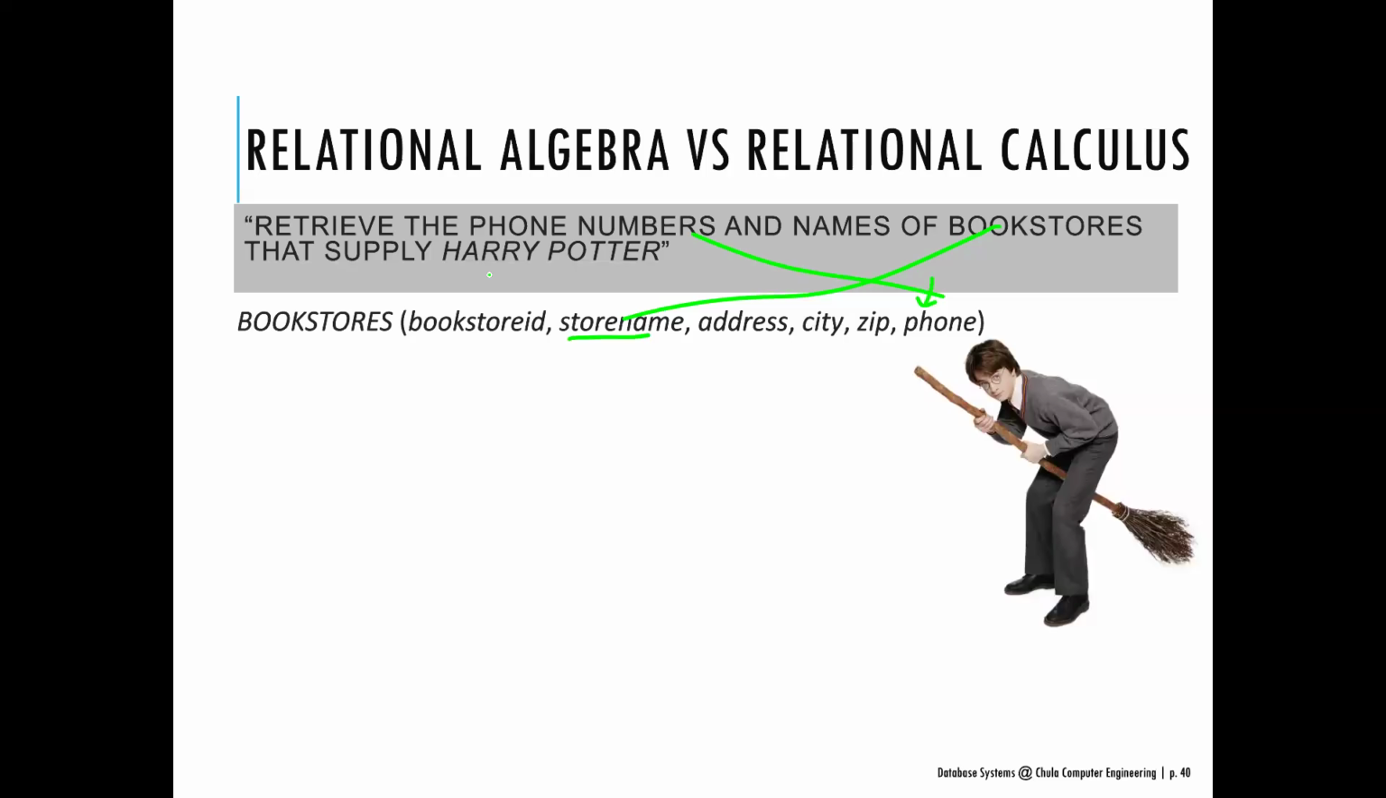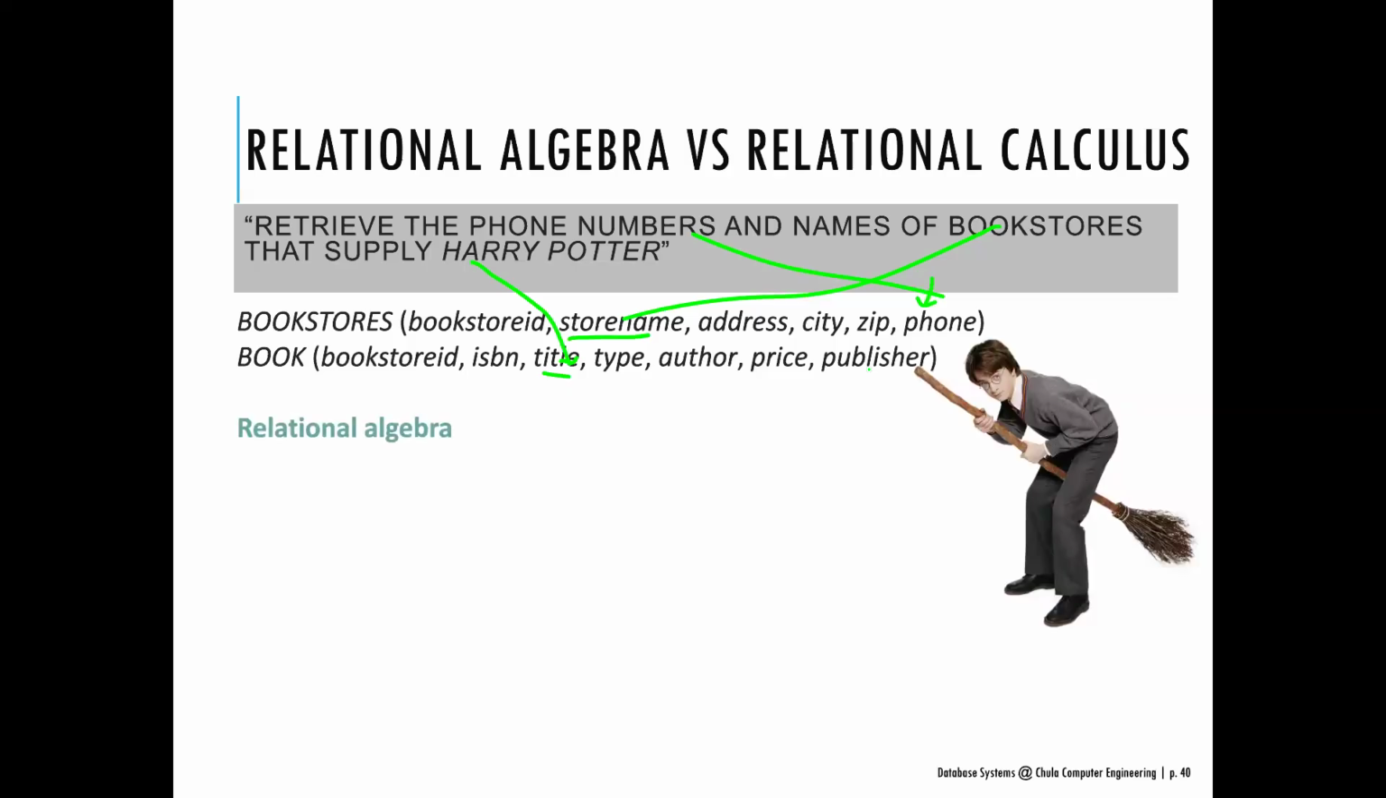But I don't know which store supplies Harry Potter, right? Because this is the relation for bookstore, I don't know if it has the Harry Potter. So now I have another relation called book. For book, I know which bookstore has this book, along with its ISBN and title. So now I have the title Harry Potter that I wanted here in the book relation, and I have other information like type, author, price, and publisher.